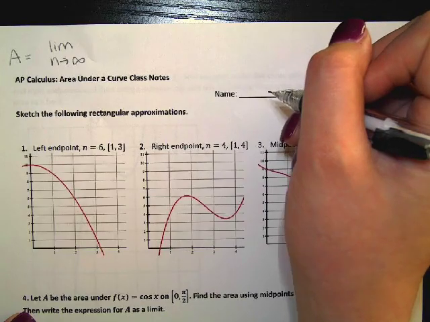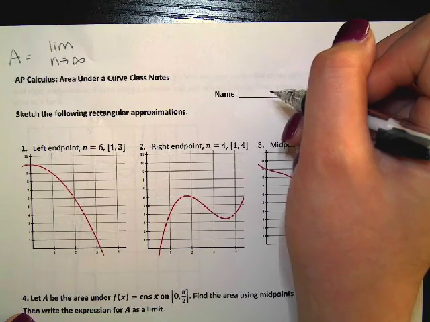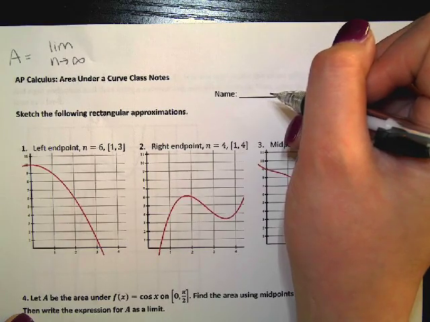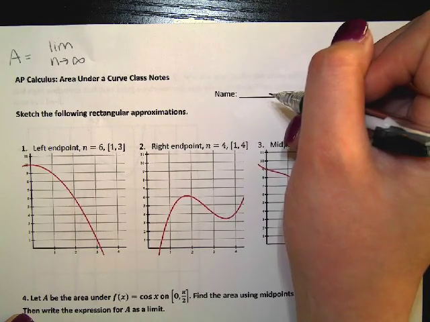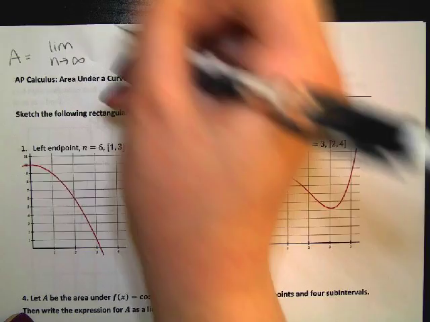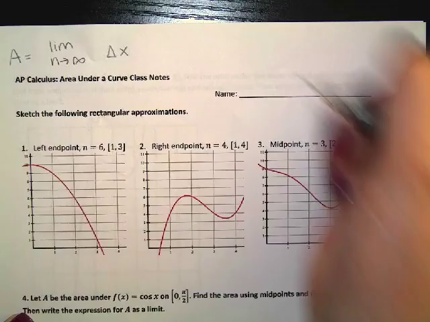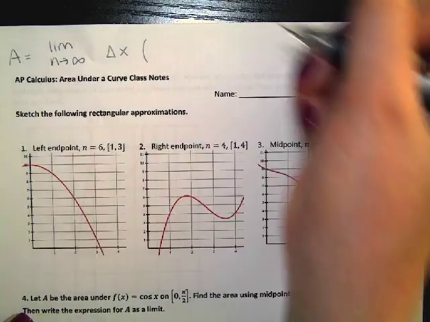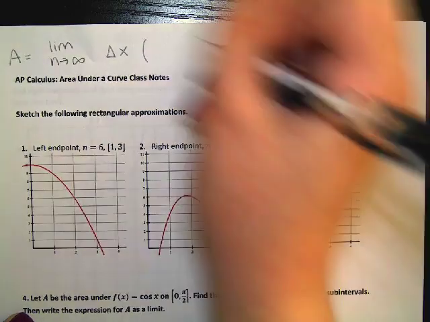Okay, and then what do we have? 1 over n. Not looking at the last example, but looking at the formula. Yeah, so change in x. So change in x times f of x1 plus f of x2.